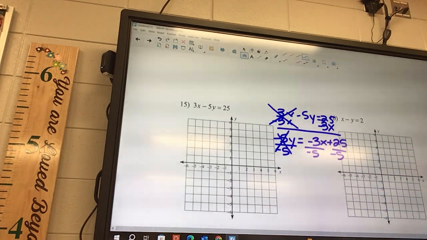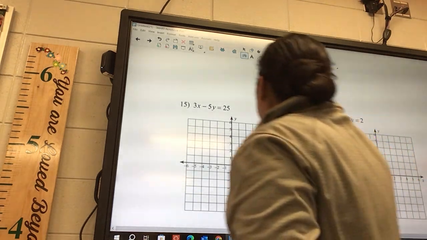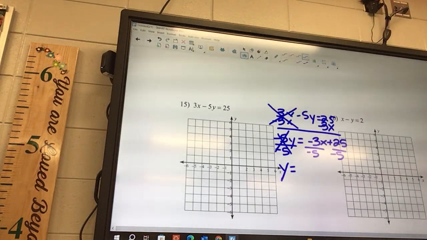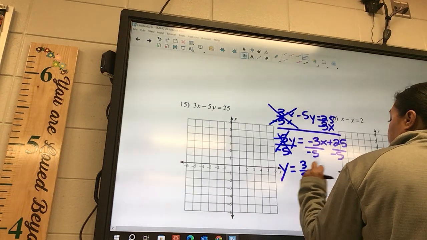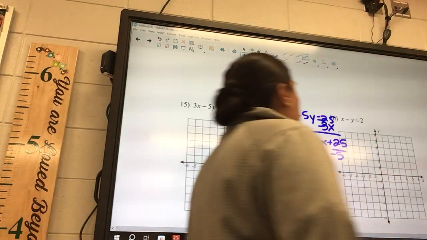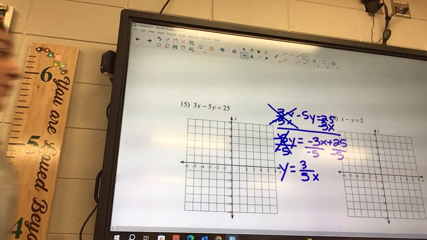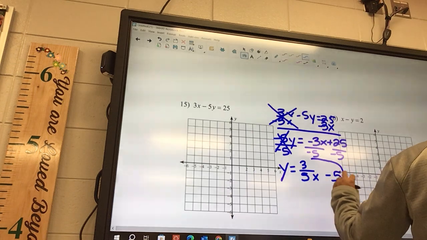Okay, and so the 5's cancel out. And so we are left with, and again, we need to use the calculator. What is -3 over -5? It's going to be a positive 3 over 5 x. Okay, 25 over -5, -5.